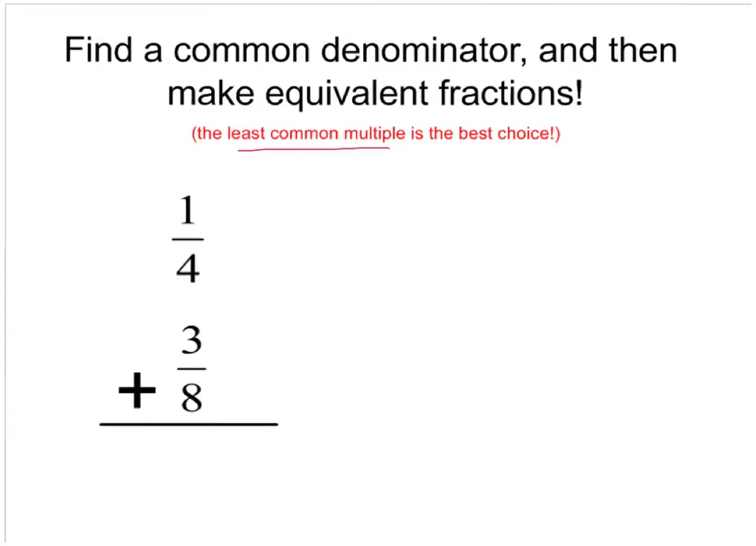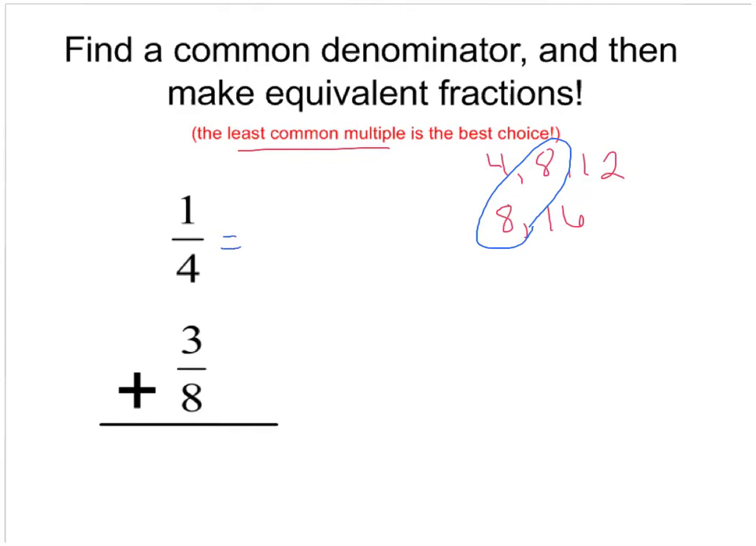So let's start with our 4. Remember, multiples are your counting numbers. So my multiples of 4 would be 4, 8, 12. I'm going to stop there, and I'm going to do my 8s now. Multiples of 8 would be 8, 16. Now I'm going to stop there with my multiples of 8. Now I have to find the one that they have in common that's the smallest multiple. Now I can see that the smallest multiple that they have in common is 8. So I'm going to make an equivalent fraction for each one that has a denominator of 8.